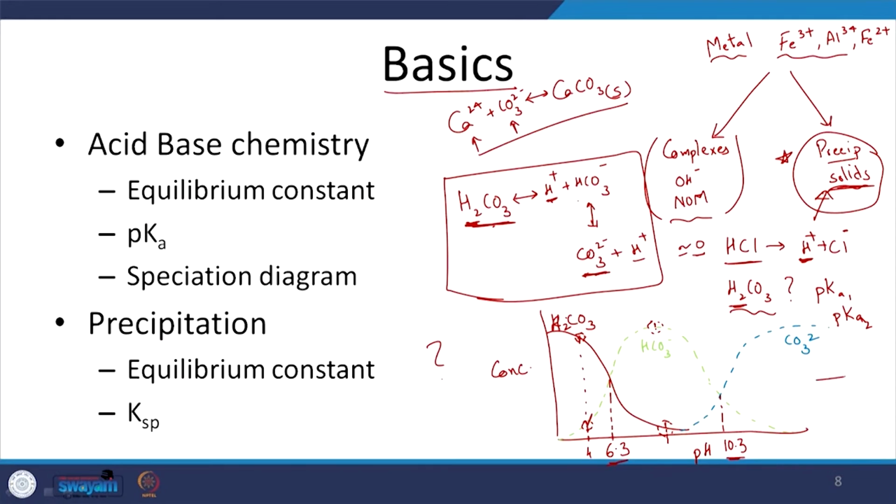This is called a speciation diagram, where we look at the concentration of the relevant acid base species and their change with pH. That is something you will have to keep in mind, because we will use this later.